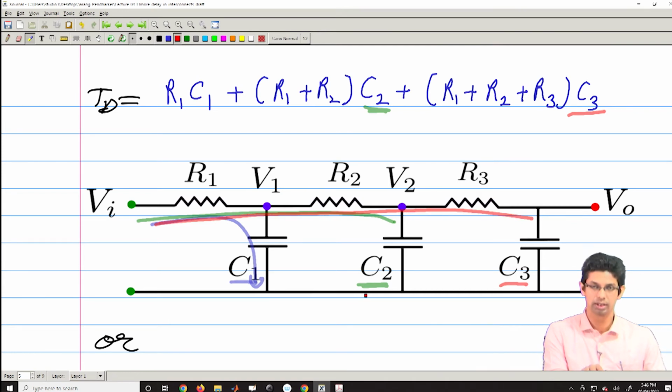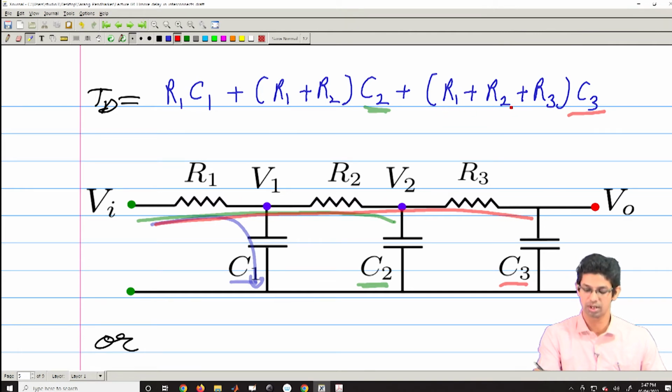You can look at it like this: the time required from this point to this point is R1 into C1. Then you are charging C2. To charge C2, both R1 and R2 are contributing, so there are terms of R1 and R2. Then you have to charge this C3 from this point to this point, and all three resistors are now contributing to this charging.